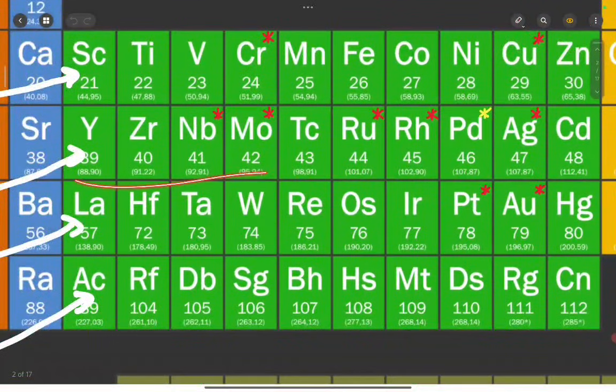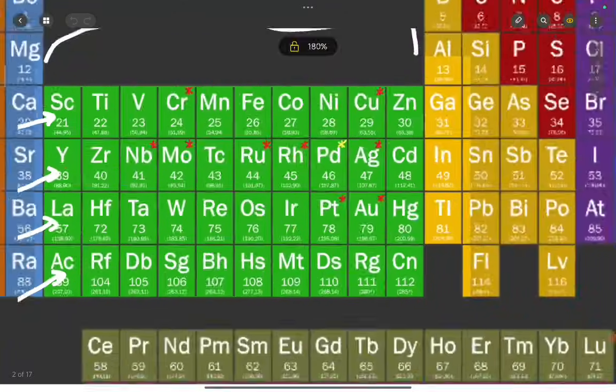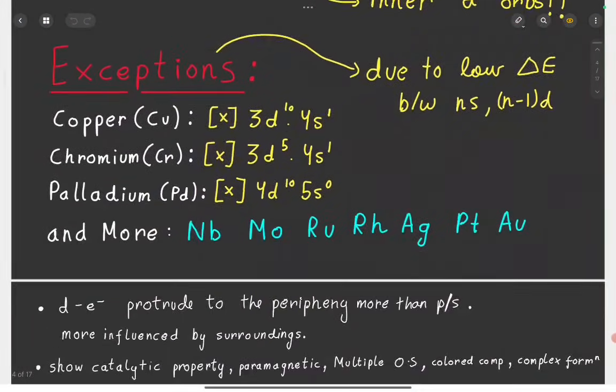In the 4D series, you have to remember that technetium, to the left side there are 2 exceptions, and to the right side there are 4 exceptions. Okay, you have to remember this, or maybe you could remember that cadmium is not a transition metal, so technetium, zirconium, and yttrium are the only ones which follow the Aufbau order in the fourth one. Okay, so that was it about the general electronic configurations.